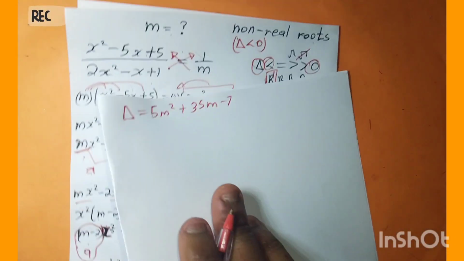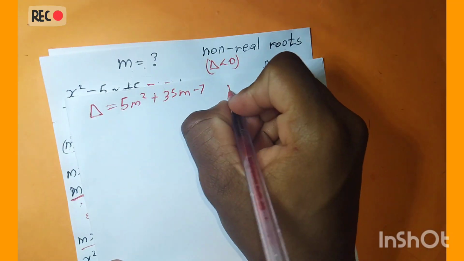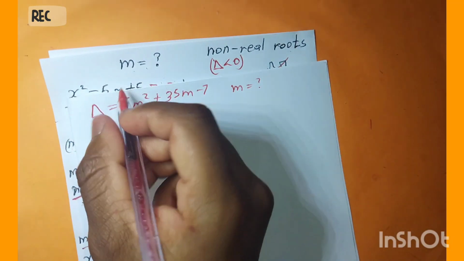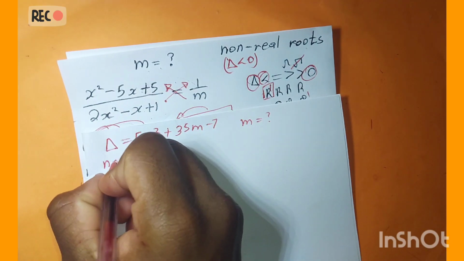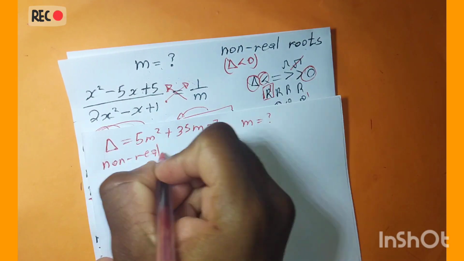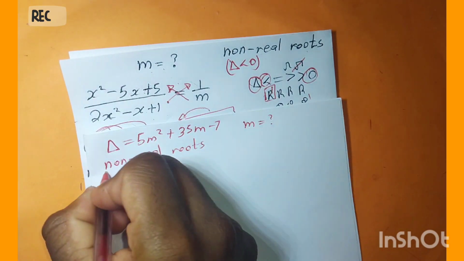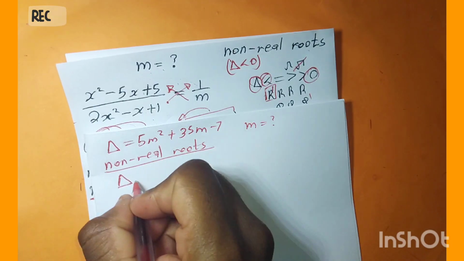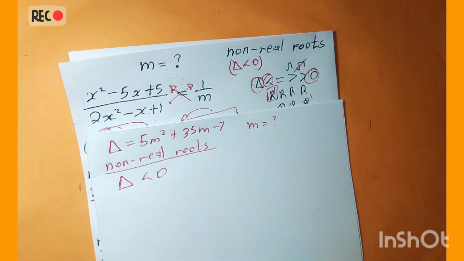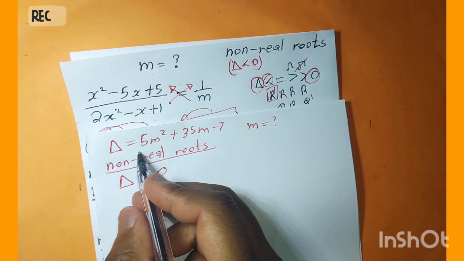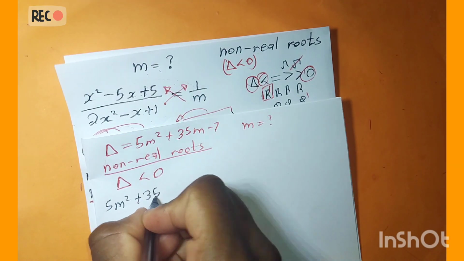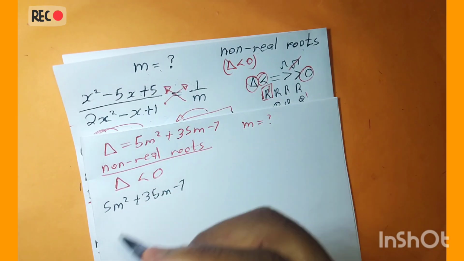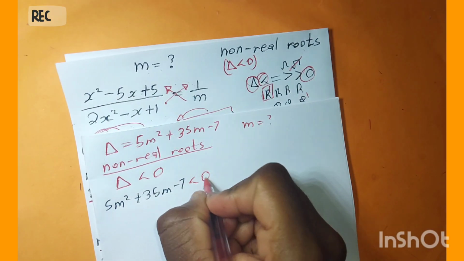And now the question needs you to solve for values of m, whereby that equation should have non-real roots. That will happen when delta is less than 0. And that delta, guys, is that one there. I know that delta is this thing, which is less than 0.